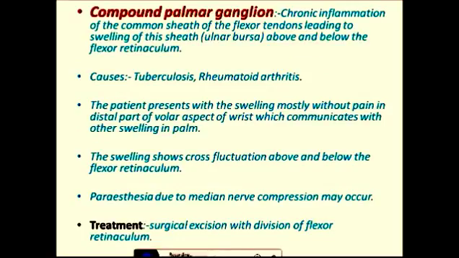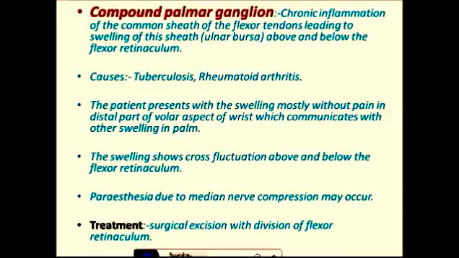There is a term, compound palmar ganglion. You should know this. It is chronic inflammation of the common sheath of the flexor tendon leading to swelling of this sheath, that is the ulnar bursa, above and below the flexor retinaculum. So you may be able to feel two swellings which are interconnected, and if you press one swelling, it may be transfluctuant, like if you press one swelling, the other may become distended depending on the pressing.